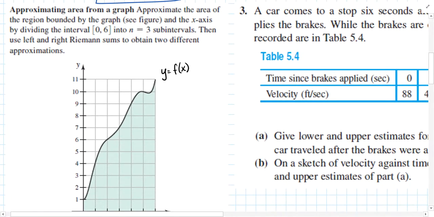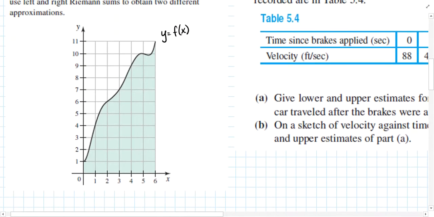So in this example, we're told to approximate the area of the region bounded by the graph as we've shown here. It's kind of this greenish color. And we're looking at the region between 0 and 6 on the x-axis, and we're separating this into 3 subintervals. We're going to use left and right-hand sums to obtain these approximations. So between 0 and 6, we have 3 subdivisions. So those occur at 0, 2, 4, and 6.